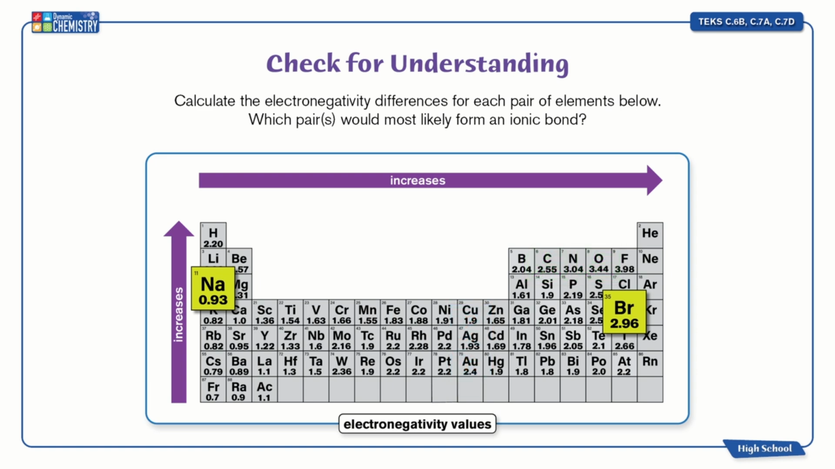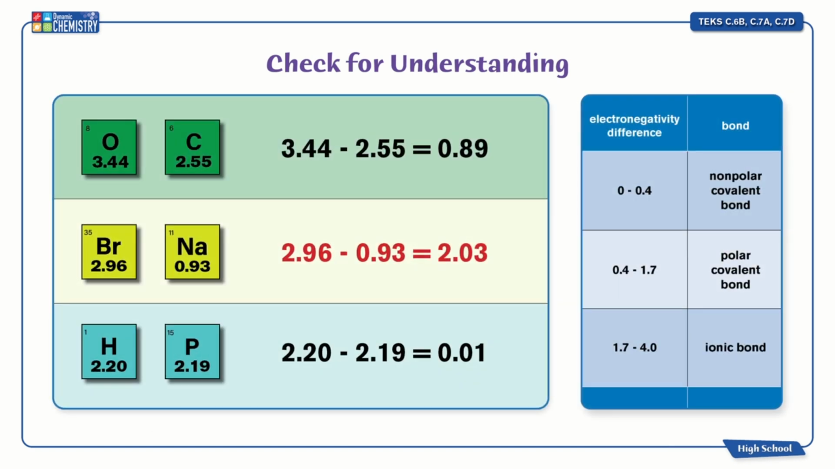If you chose sodium and bromine, you would be correct. Sodium and bromine have an electronegativity difference of 2.03, which causes them to form an ionic bond. Carbon and oxygen will form a polar covalent bond due to an electronegativity difference of 0.89, and phosphorus and hydrogen form a nonpolar covalent bond with an electronegativity difference of 0.01. Notice that sodium and bromine are the only pair in which there is both a metal, sodium, and a nonmetal, bromine.